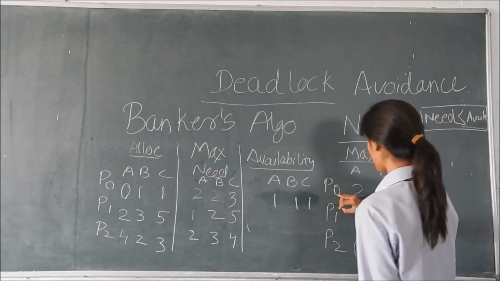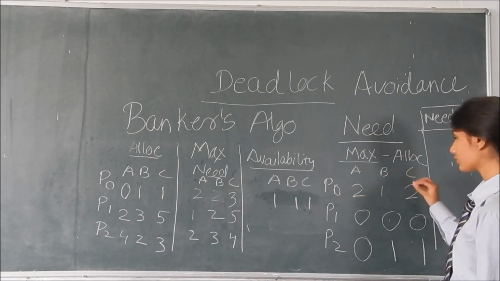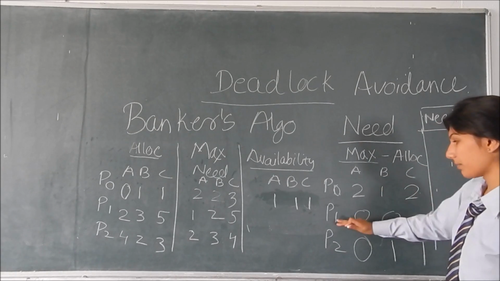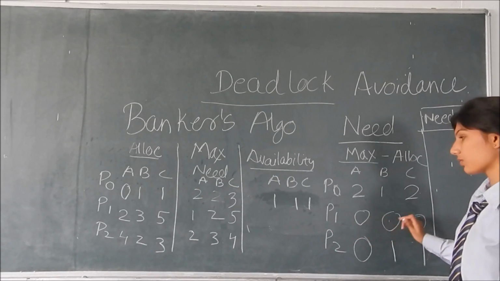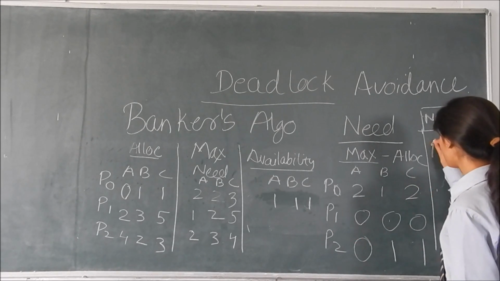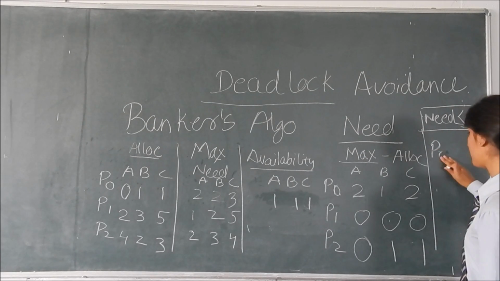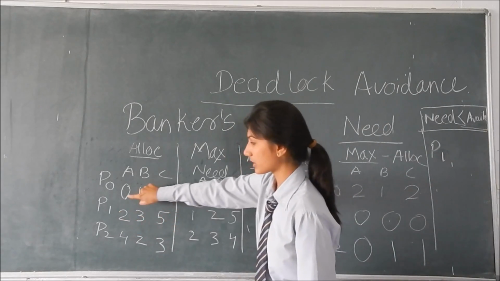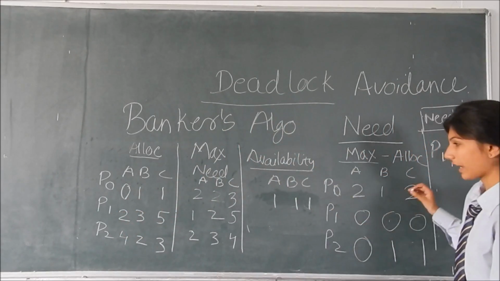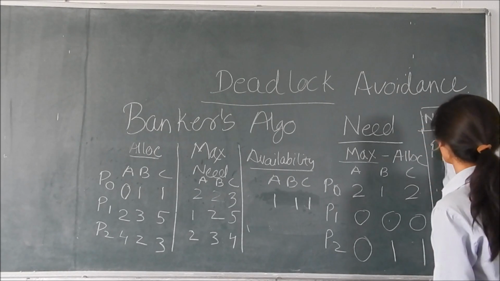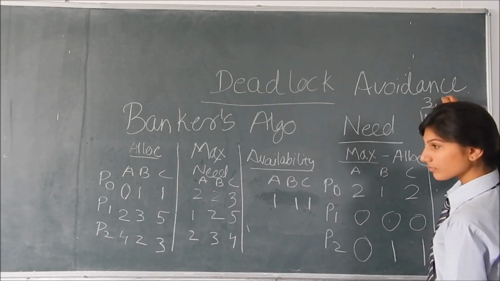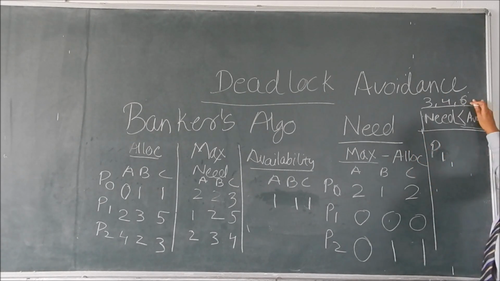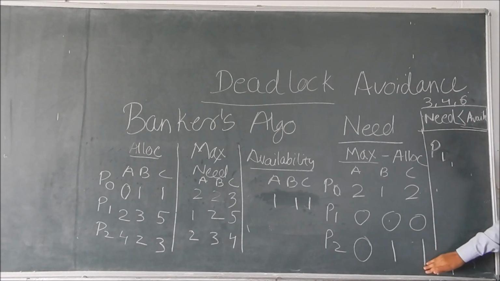Here process P0 requires 2, 1 and 2 for A, B, C, so this is not possible. This condition is not satisfied. Next we go for P1. Here P1 requires 0, 0, 0 resources. So P1 will get completed first. Now whatever resources are allocated to this process will be added into this. So we now have 3, 4 and 6 resources. Now let's compare this with P2.